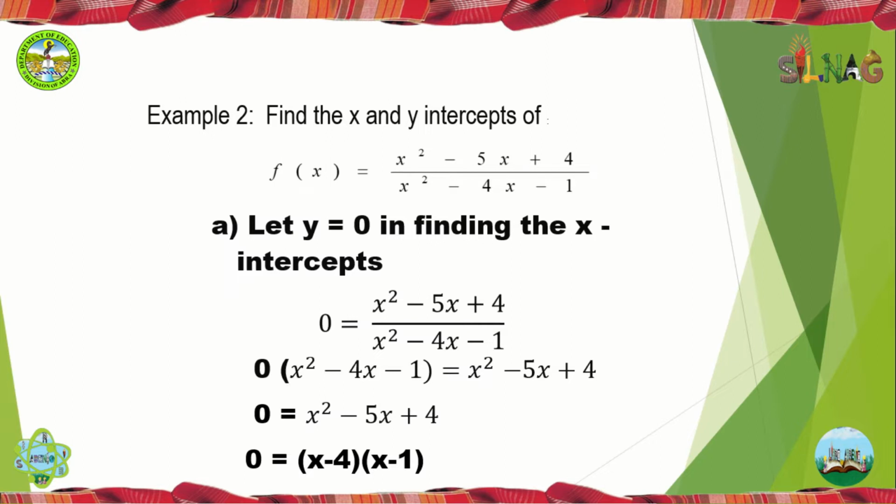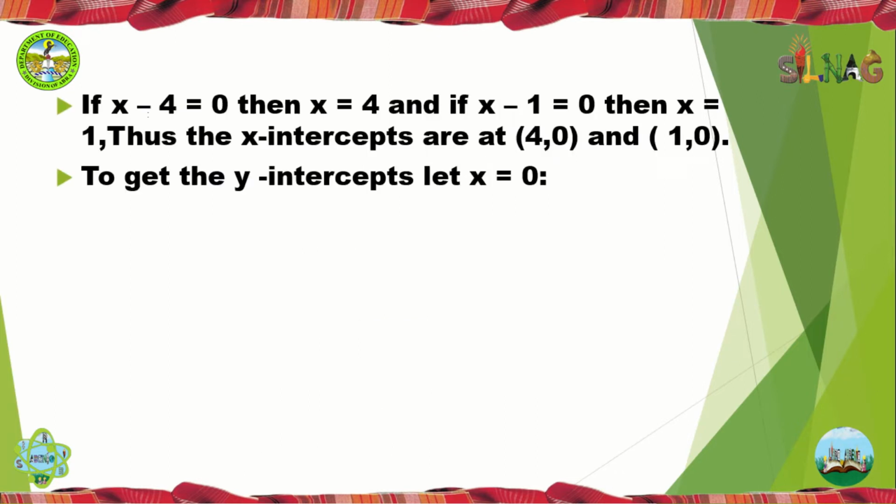Then to solve for x, we factor the trinomial x squared minus 5x plus 4 as the quantity of x minus 4 times the quantity of x minus 1. Then, if x minus 4 is equal to 0, then x is equal to 4. And if x minus 1 is equal to 0, then x is equal to 1. Thus, the x-intercepts are at 4, 0, and 1, 0.